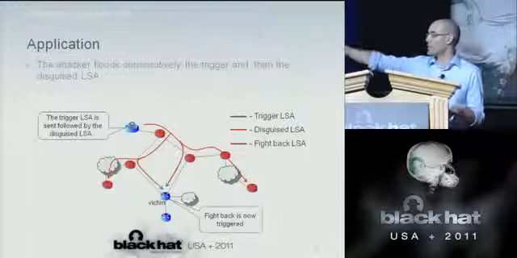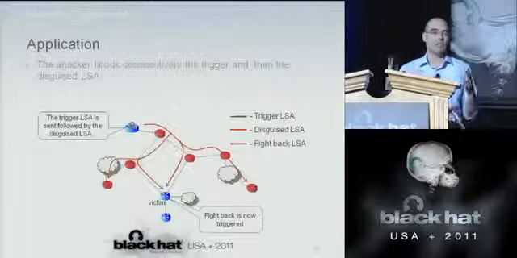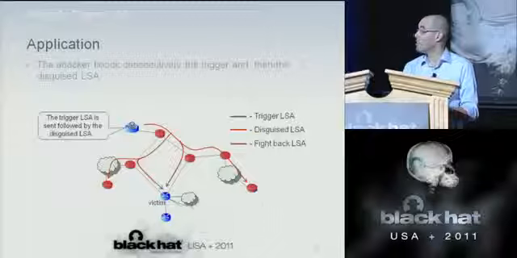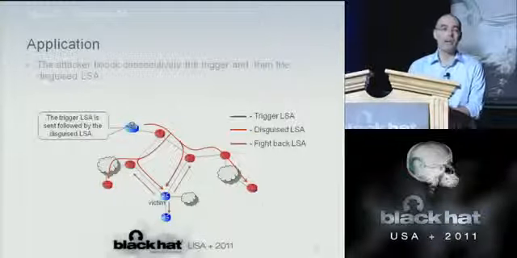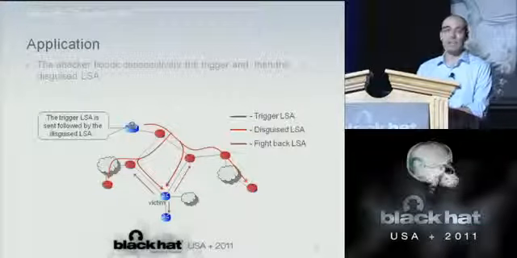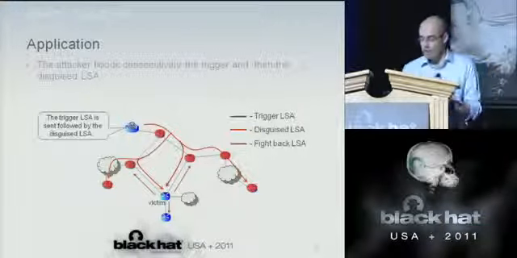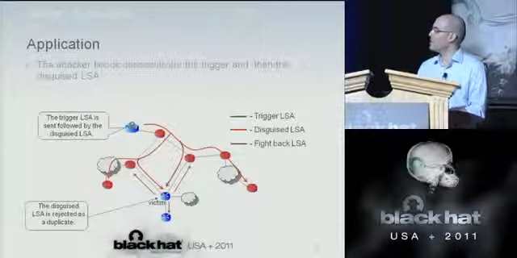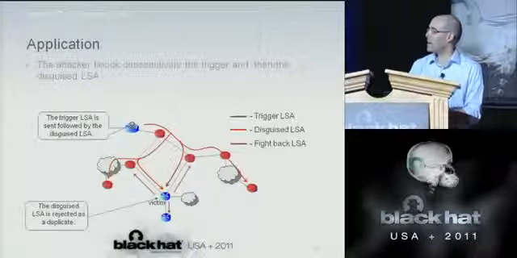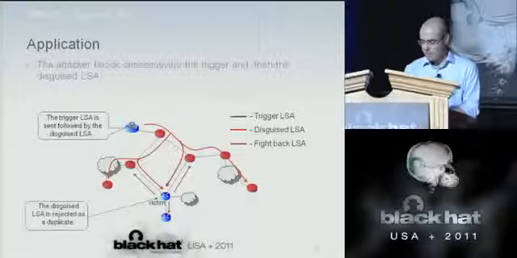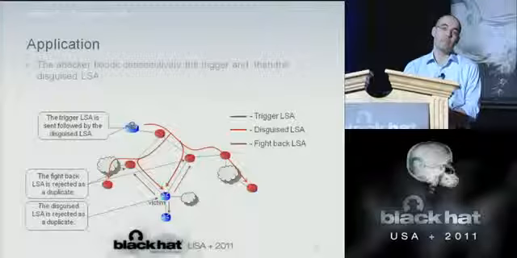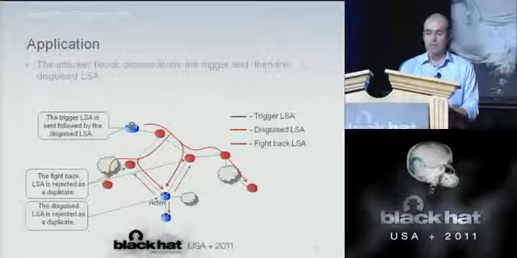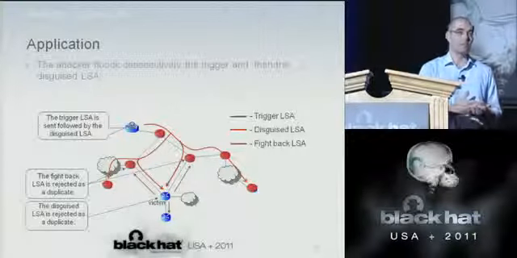Now, at this point, the trigger LSA is received by the victim, which means it will now spit out the fightback LSA to all its neighbors, like so. Meanwhile, the victim will now receive the disguised LSA, and it will simply ignore it and treat it as a duplicate of the fightback it just sent. Meanwhile, the fightback will be received by these two routers up there, and these two routers will also ignore the fightback because it is, supposedly, a duplicate of the disguised LSA they just installed in their database.